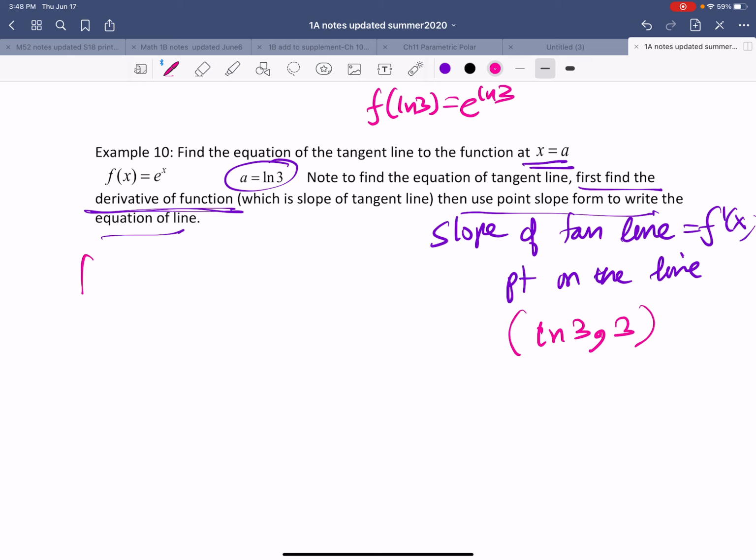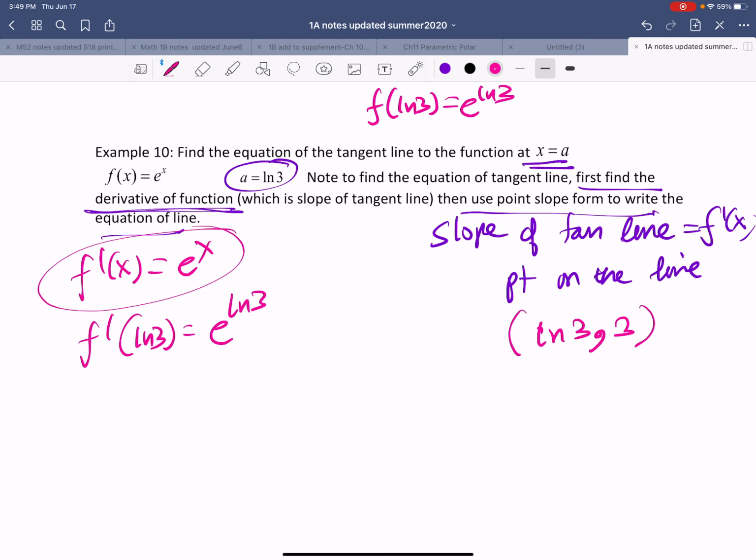Now, the slope of the tangent line would be f prime of x, and the derivative of e to the power x is just e to the power x. So we want that at the point natural log of 3, so that would be e to the power natural log of 3. And that is going to be 3 again.